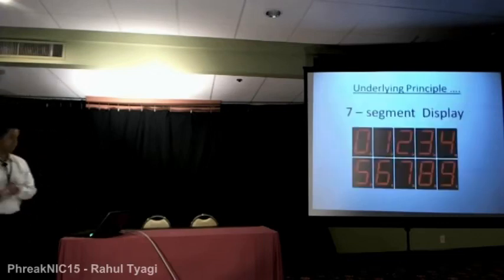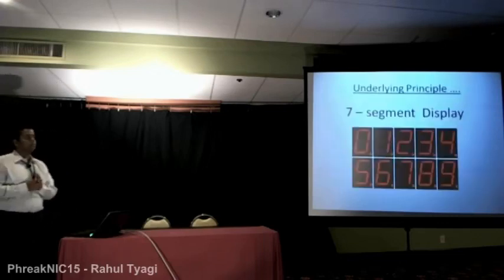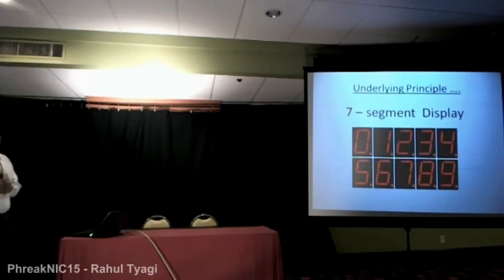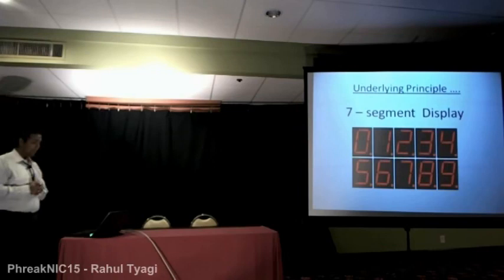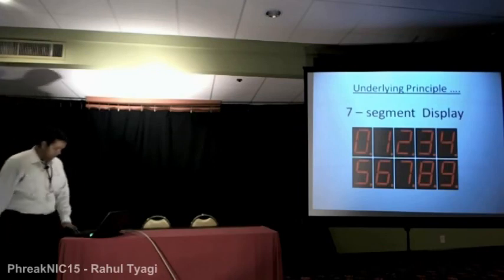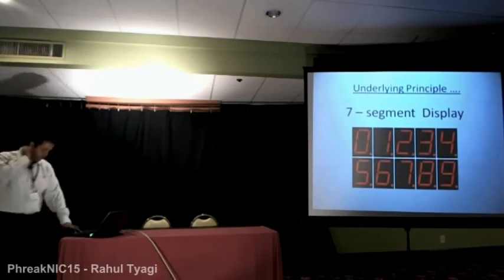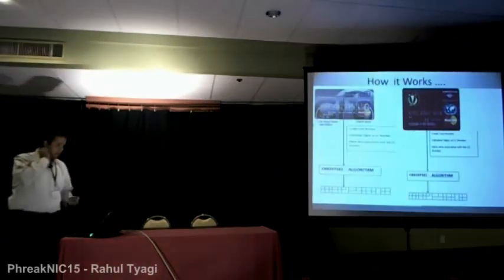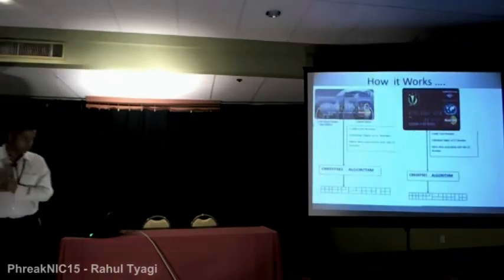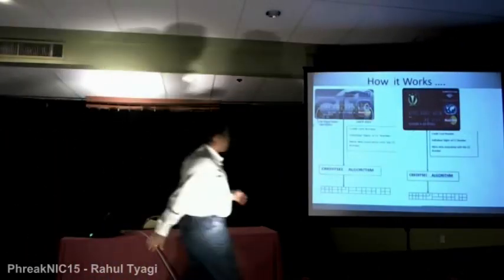So the underlying principle for this credit card security, CREDITSEC, is the 7-segment LED display and how the digits are displayed in a 7-segment display. Just keep that in mind, and we'll talk further about it. So how does it actually work? Basically here we have a credit card number.